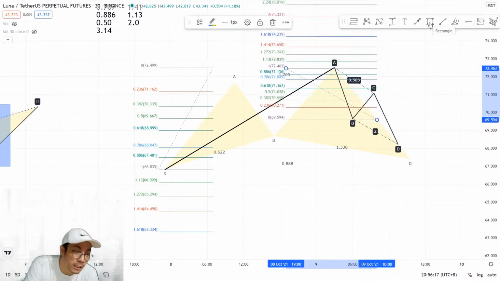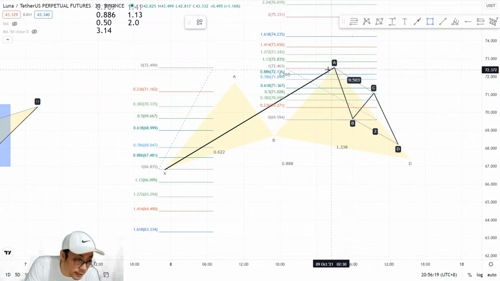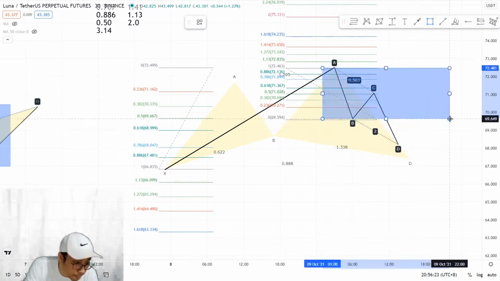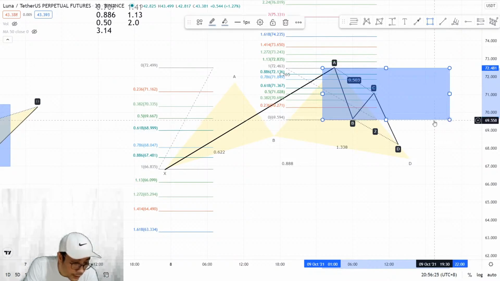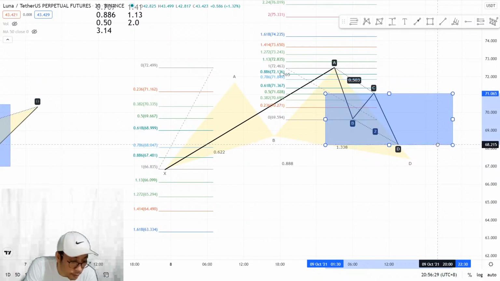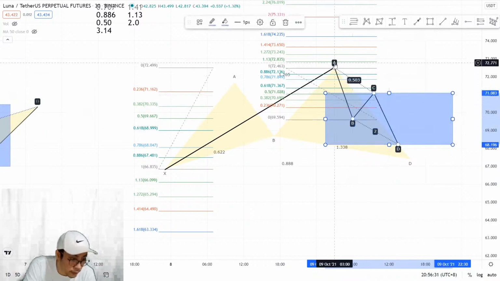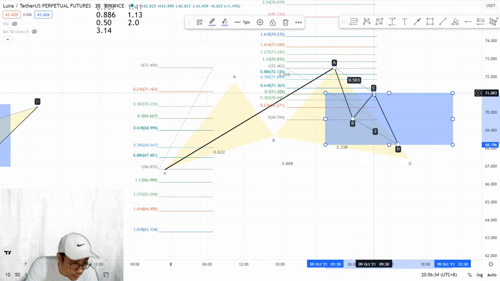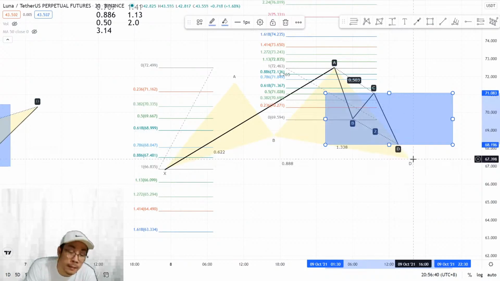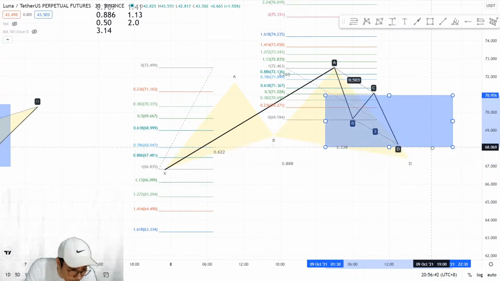If you get confused, I'll just draw another rectangular shape here. As I mentioned, the exact equivalent is only down to this level. The exact equivalent of A to B is C to D. AB is equal to CD. But the completion of our bat pattern has to be at level D. Now, we're going to drag this one.